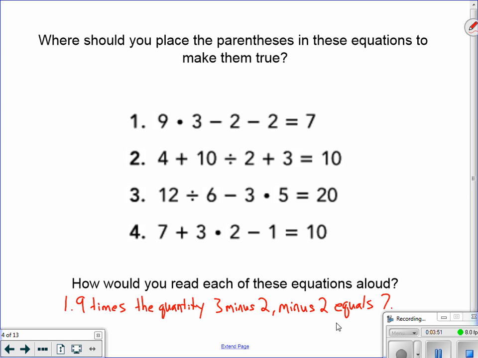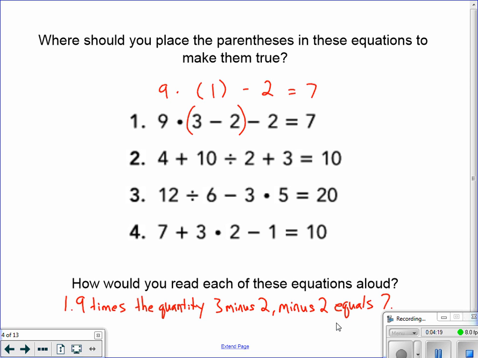In this case, I would put them around the 3 minus 2, because if I do the 3 minus 2 first, I will get 1. So then what I have is 9 times 1 minus 2. So 9 times 1 is 9, and 9 minus 2 is 7.